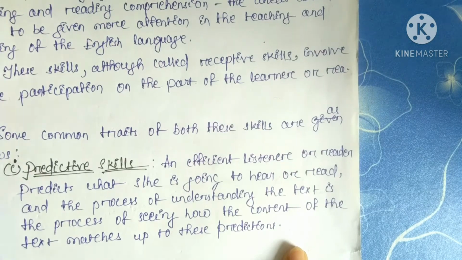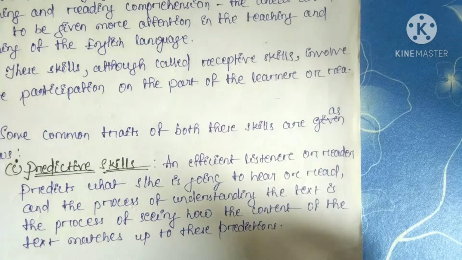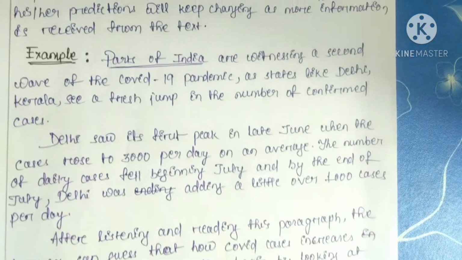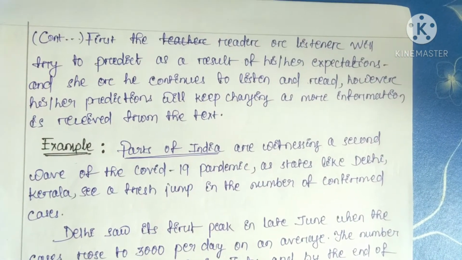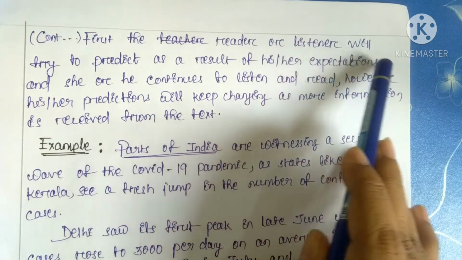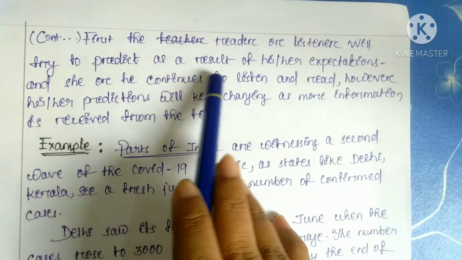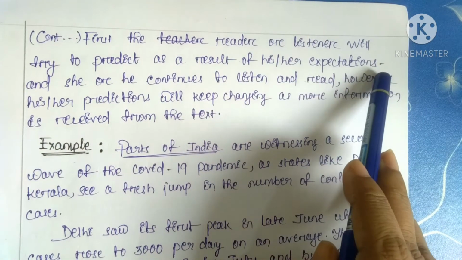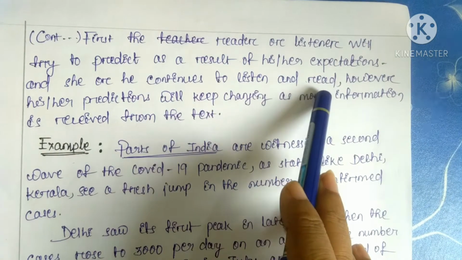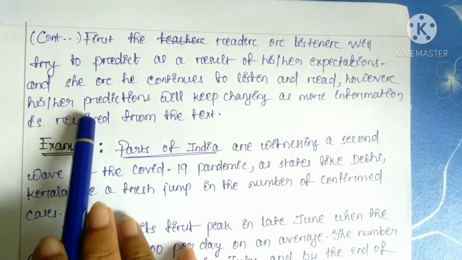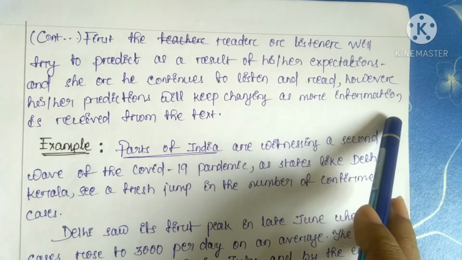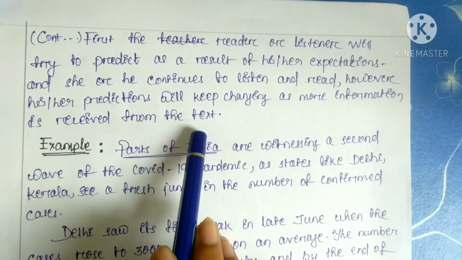Then come to the second point. Here, first the reader or listener will try to predict as a result of his or her expectation, and he or she continues to listen and read. However, his or her predictions will keep changing as more information is received from the text.